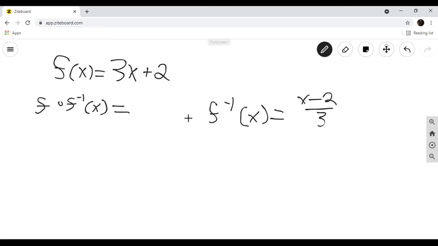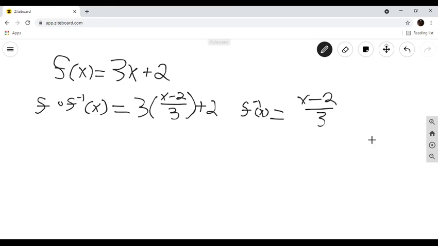is equal to, okay, so we're using f as our framework. f is 3x, so we have an x here. We're going to plug in this part, (x minus 2) over 3, and then we add 2. Again, this is the exact same thing as this, it's just instead of x, we've plugged in this inverse function.